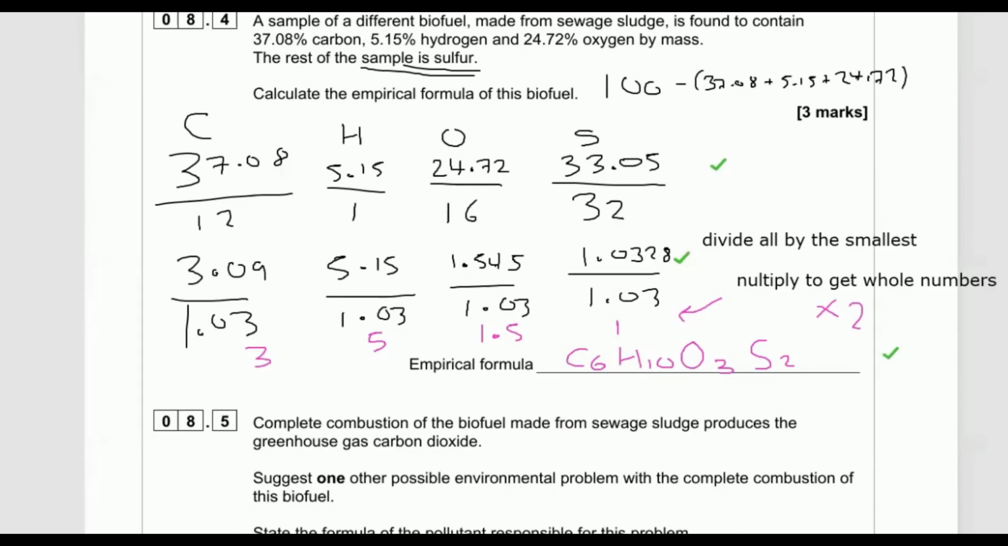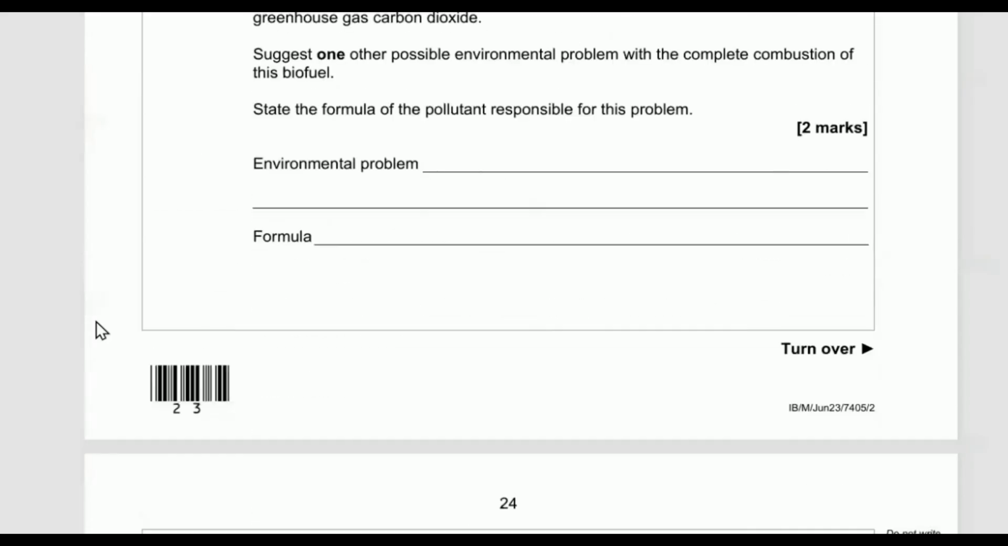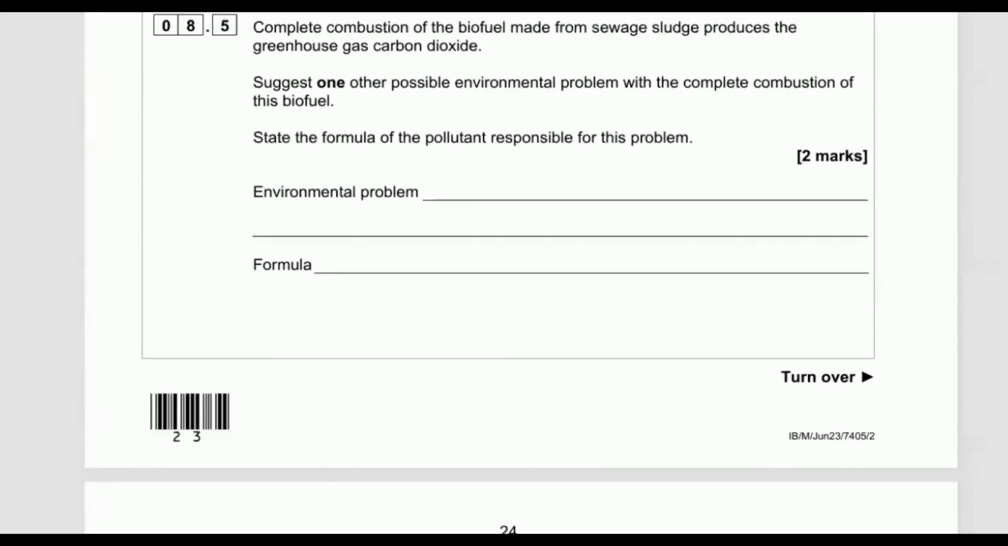Now let's scroll down, we're on 8.5. Complete combustion of biofuels made from sewage sludge produces the greenhouse gas carbon dioxide. Name one other possible environmental problem with the complete combustion of this biofuel. State the formula of the pollutant responsible for this problem. 2 marks.